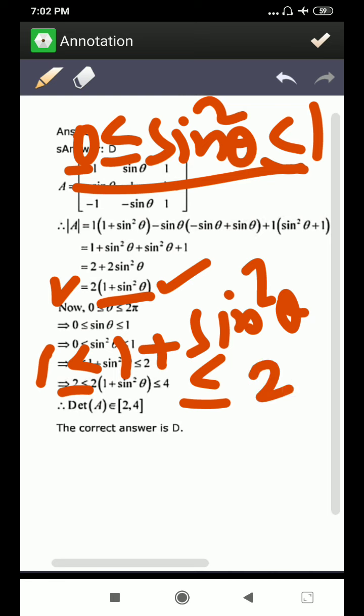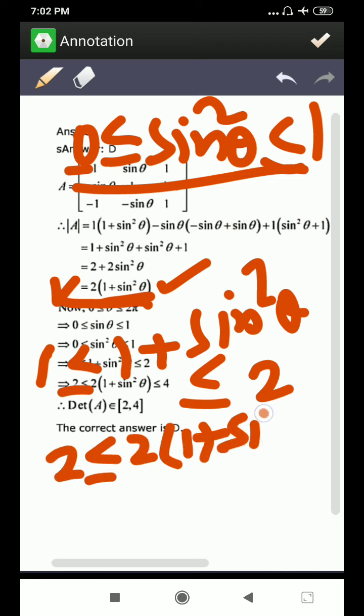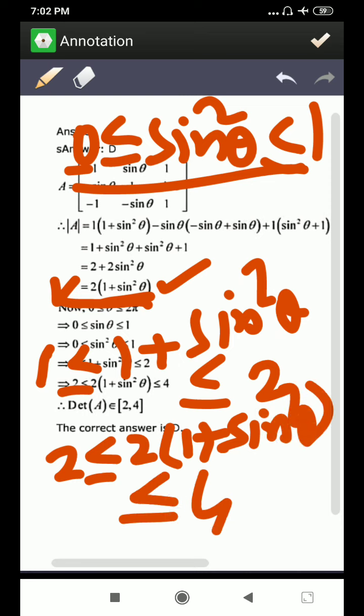But what do you have to find? You have to find 2 into 1 plus sine square theta. So you multiply this throughout by 2. So 2 is less than or equal to 2 into 1 plus sine square theta, which is less than or equal to 4. I have multiplied this by 2. So the value of 2 into 1 plus sine square theta will lie between 2 and 4. So the value of the determinant of A belongs to 2 to 4. That would be the answer. This is an important question. Take care of this.